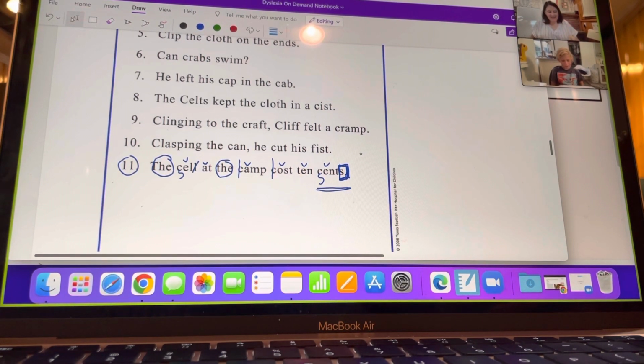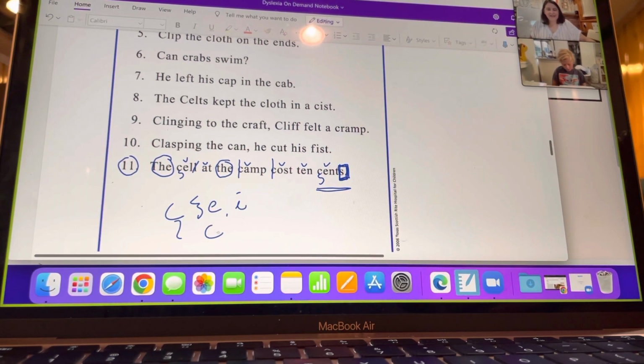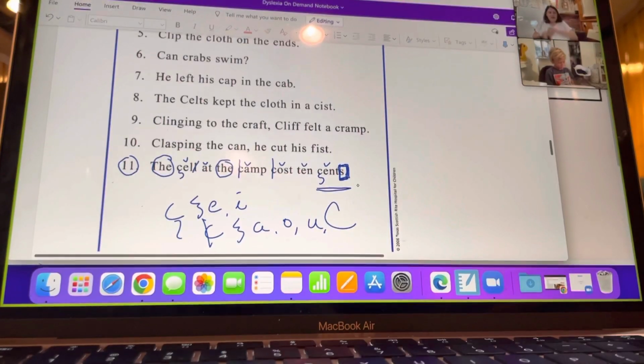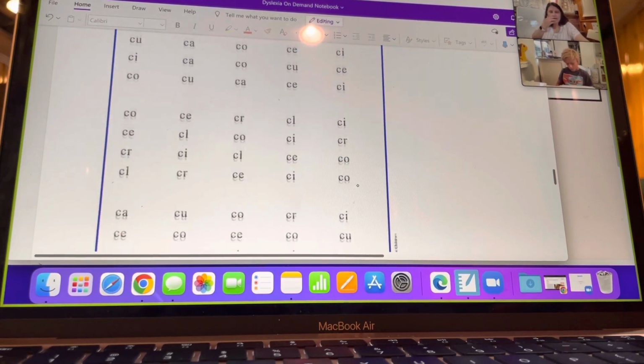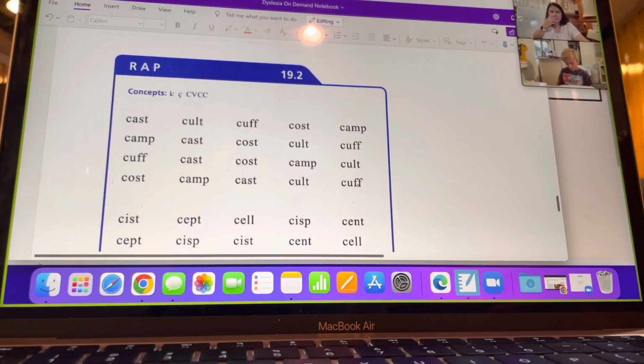Liam, you did great. The snow at camp cost 10 cents. Good. I love that you not only remembered your cedilla C's in front of an E or I, but you also got your back kickers whenever they show up in front of an A, O, U, or consonant. You did great. Let's move on. We are doing wrap pages next. I want us to do wrap page 19.2.